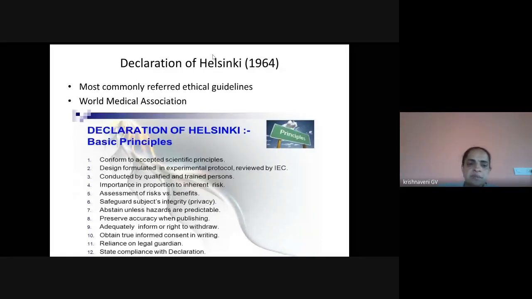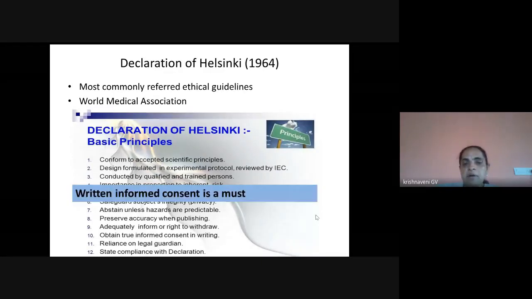This has several basic principles, like proficiency, skills, minding the risks, confidentiality, etc. Again, one of the most significant principles to remember is the necessity of taking a written informed consent before a participant is assessed for any research. So I'll talk about informed consent later. So now we'll come to India.